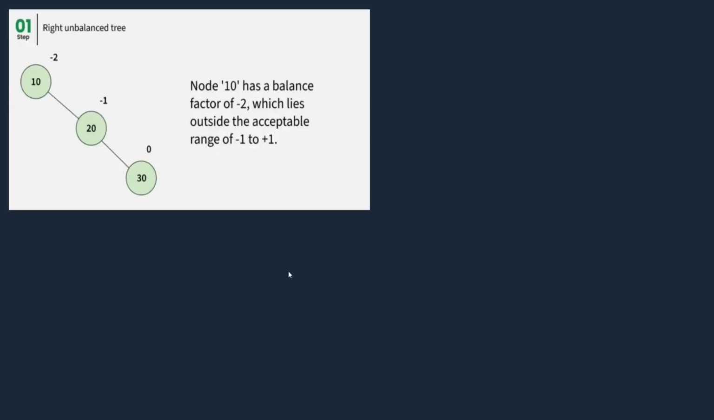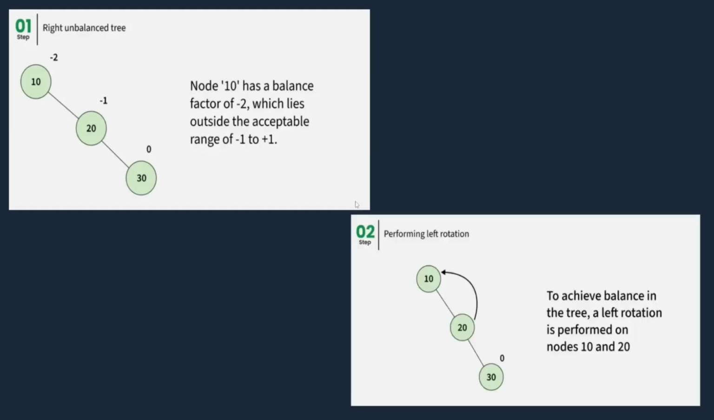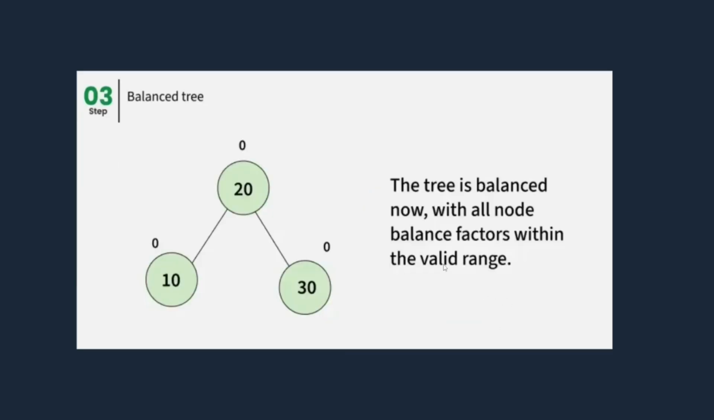So let's see an example of RR rotation. Here the insertion occurs on the right side of the right subtree of the right child. The tree became right heavy. To fix this RR imbalance, we perform a left rotation. The middle node becomes the new root node.